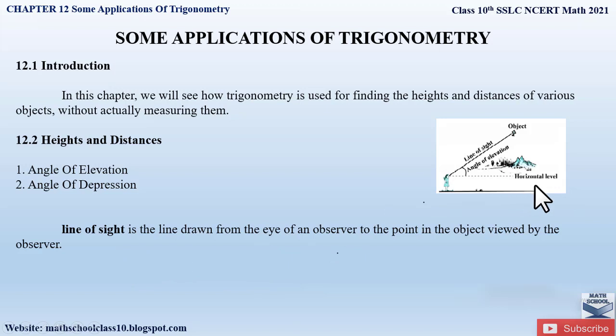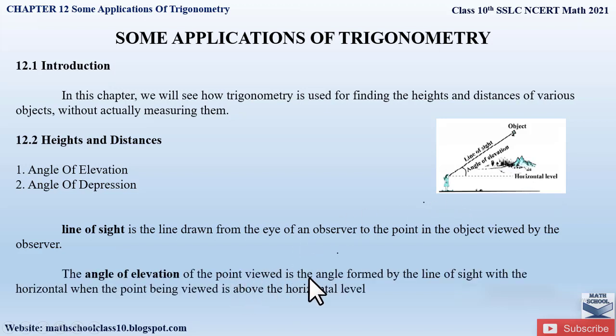Now there is another horizontal line which you can see here. This horizontal level is parallel to the ground. The angle formed between the line of sight and the horizontal level is called the angle of elevation. This horizontal level is always below the line of sight in case of angle of elevation. So the angle of elevation of the point viewed is the angle formed by the line of sight with the horizontal level when the point being viewed is above the horizontal level. So the object is above the horizontal level in case of angle of elevation.